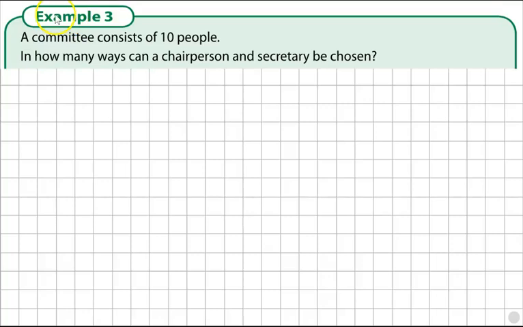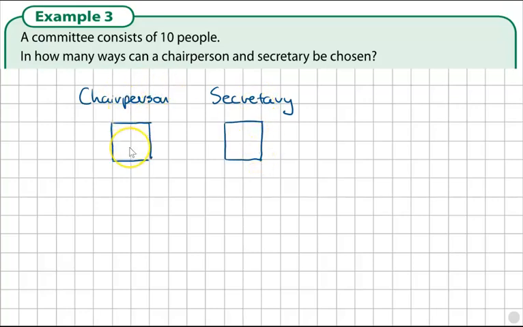Example 3. A committee consists of 10 people. In how many ways can a chairperson and a secretary be chosen? So we've got a chairperson and a secretary, so we've got one box for the chairperson and one box for the secretary. In how many ways, we want to think multiply. So it's chairperson and secretary, and means multiply.